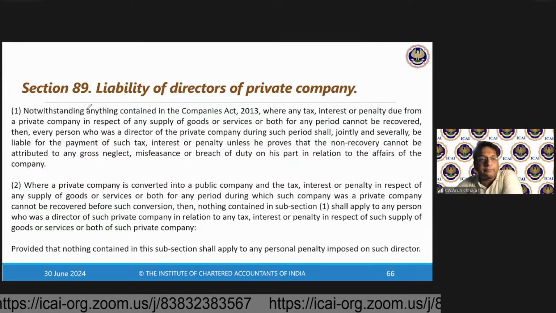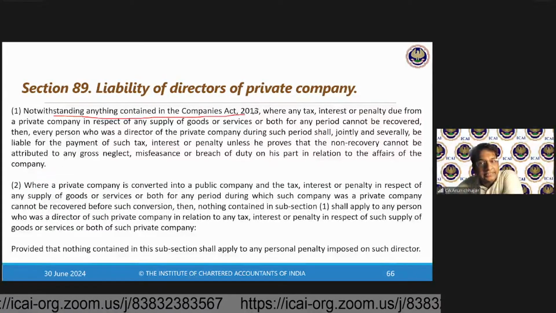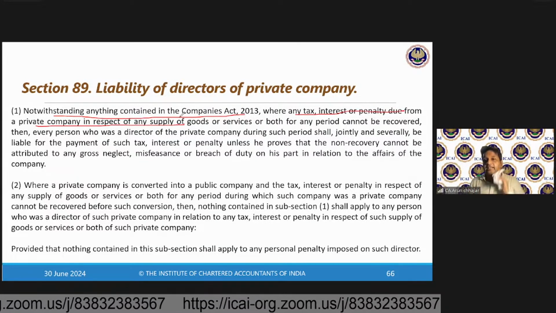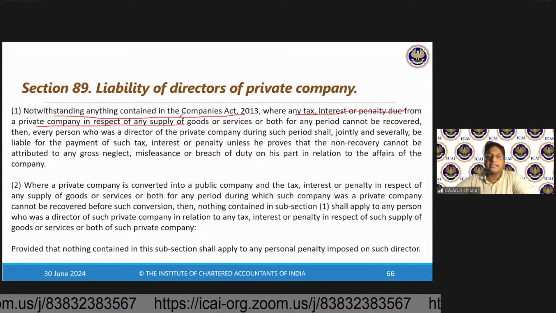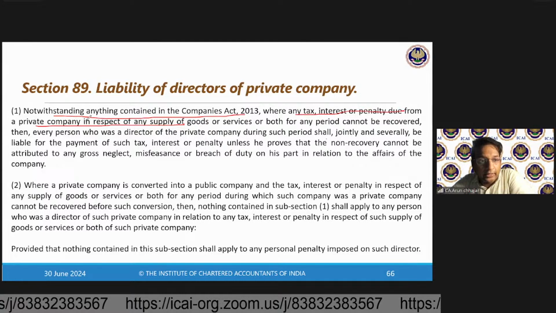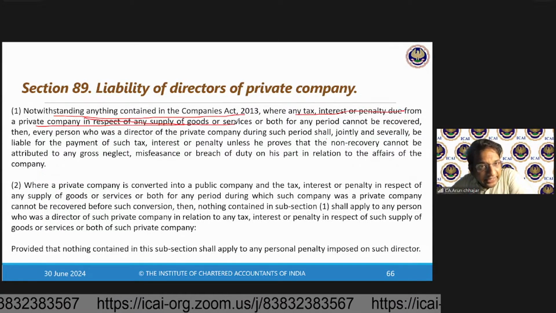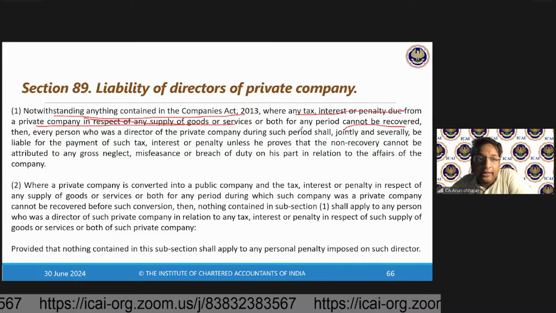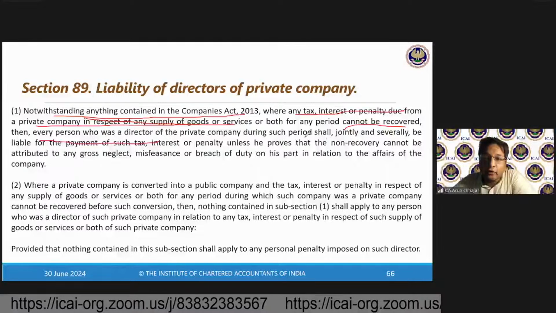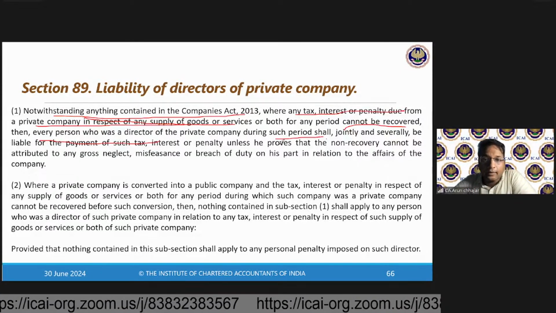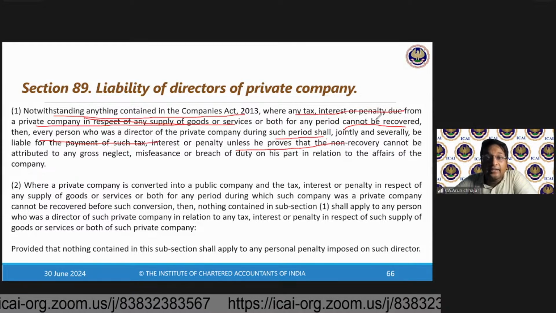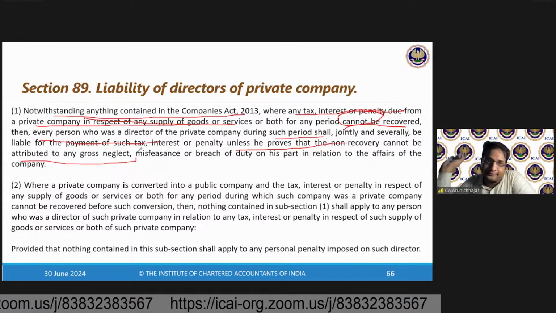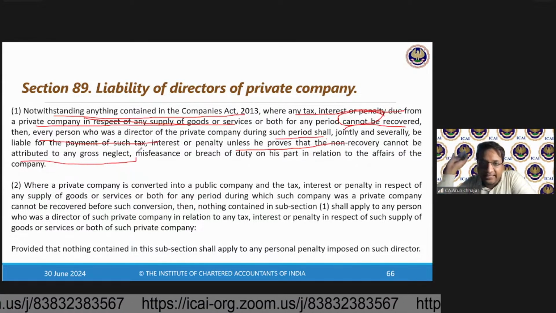Liability of the director of a private company: notwithstanding anything contained in the Companies Act, where tax, interest or penalty due from the private company in respect of any supply of goods or services cannot be recovered, every person who was a director during such period shall be liable, unless he proves that this non-recovery cannot be attributed to any negligence of the director. If he proves it, then it is not payable; otherwise he has to pay.